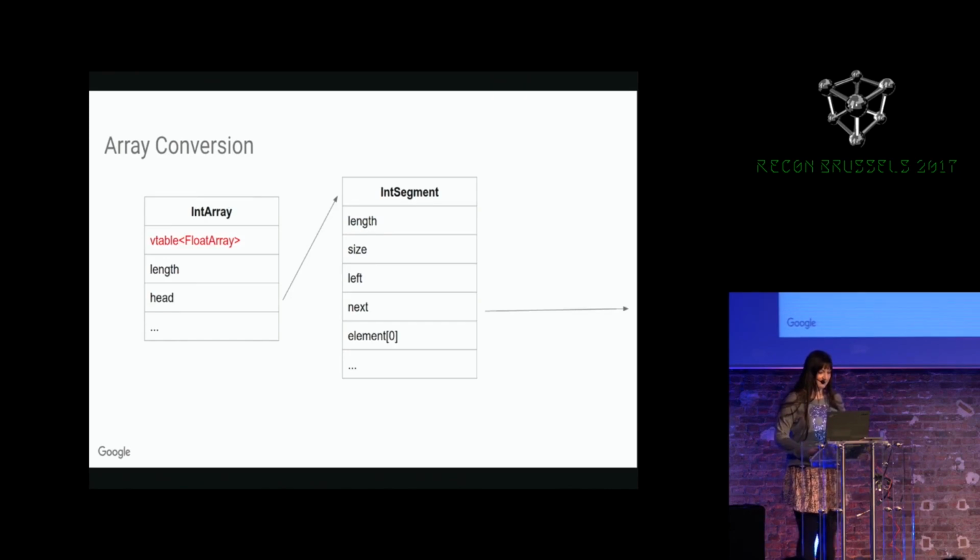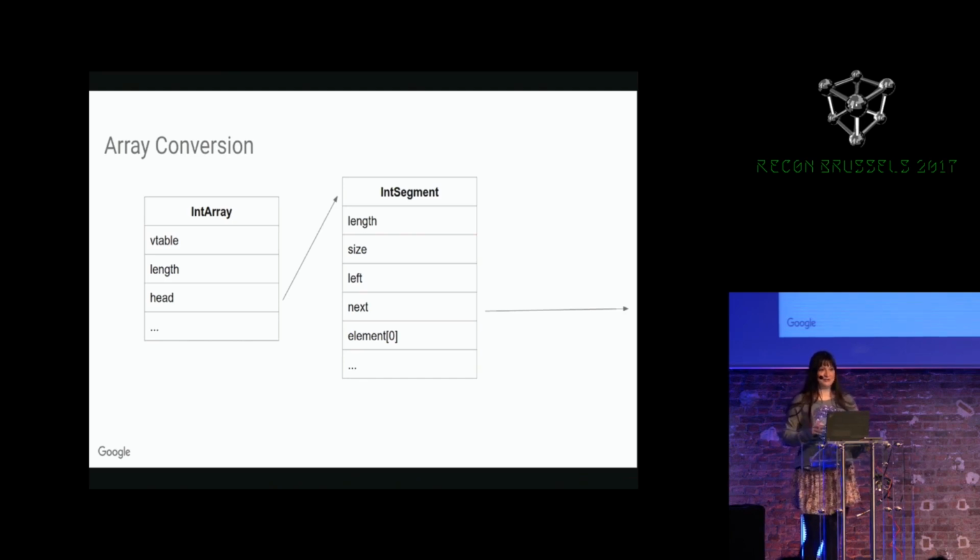So to give an idea of how this works, you have your int array and the way arrays are structured. And this is actually a fairly elegant design. Every array is an array object, and then it has a head that points to a segment of the array, and then the segment has where it starts and its data in it and that sort of thing. Another thing to note about this is a lot of browsers have a concept of a sparse array and a dense array, and Chakra doesn't really have that.